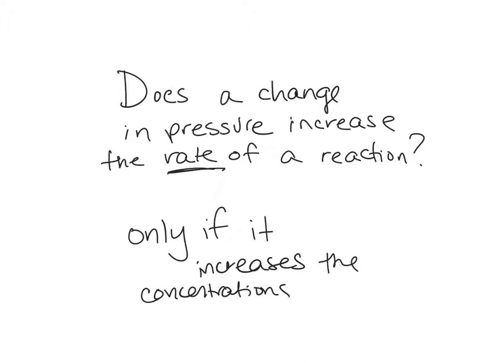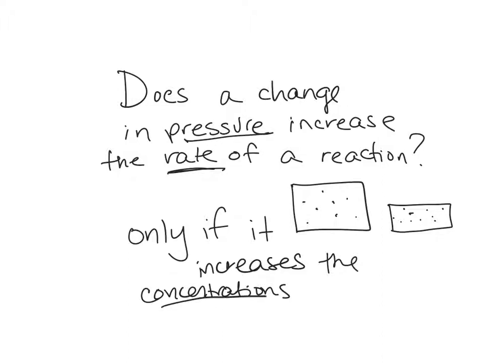So if you change the pressure of something, let's say we had a box of gas and the particles were far apart, and you changed it so that the pressure increased, so the concentration of the reactants increased because they were more smushed together, then in that way the pressure is increasing the concentration, and that would cause the reaction to move faster or to change rate.